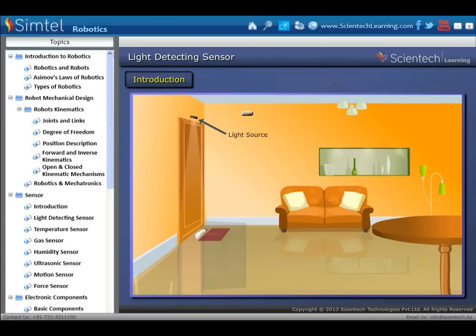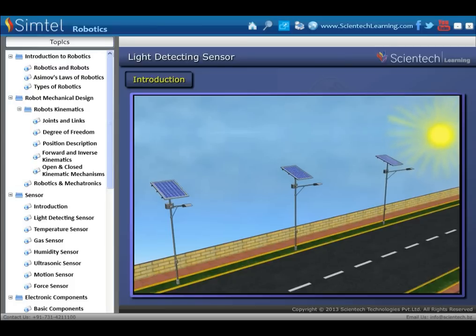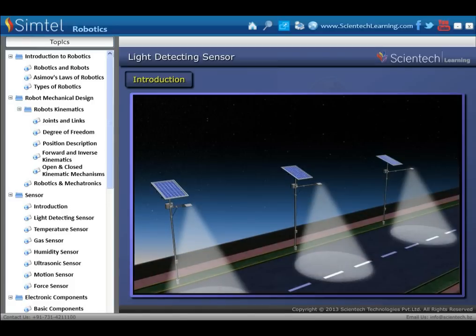Next is the light detecting sensor. It detects the intensity of light and gives the output according to it. The light detecting sensor is used in homes or offices for security purposes. It can also be used in an automatic street light system.